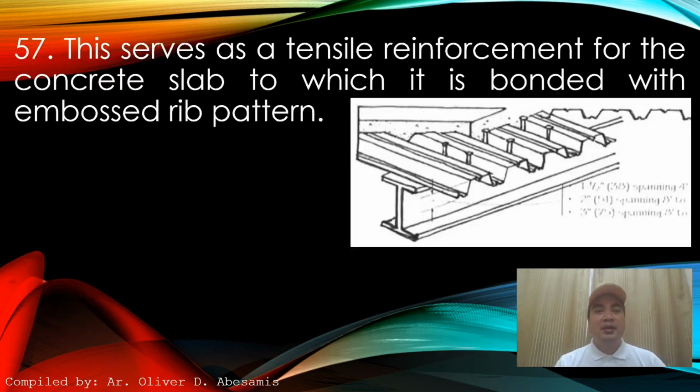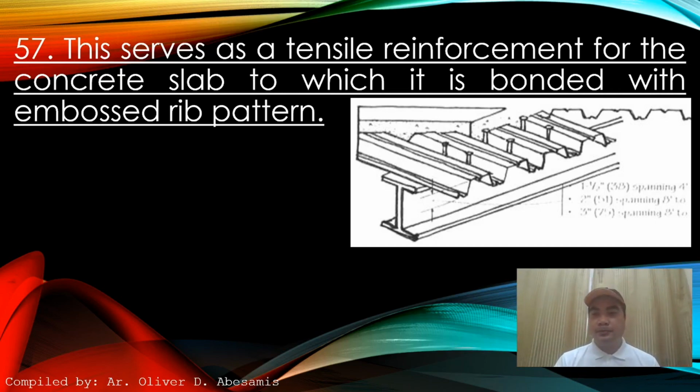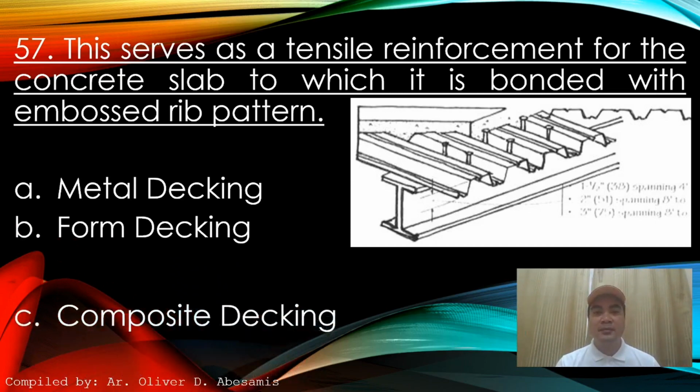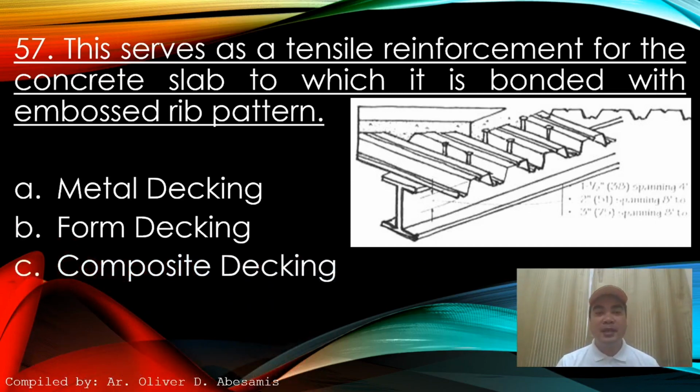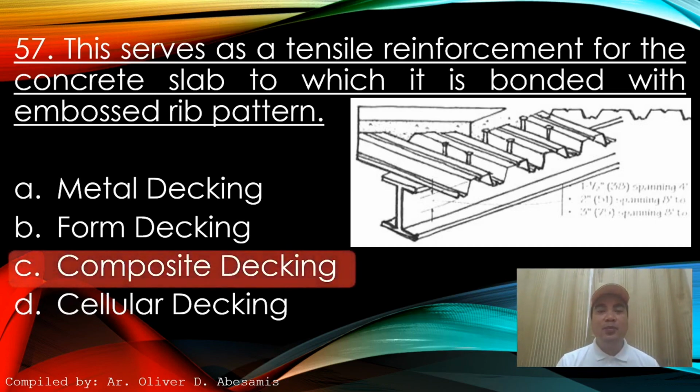Next, this serves as a tensile reinforcement for the concrete slab to which it is bonded with embossed rib pattern. A. Metal decking. B. Form decking. C. Composite decking. And D. Cellular decking. Answer? C. Composite decking.